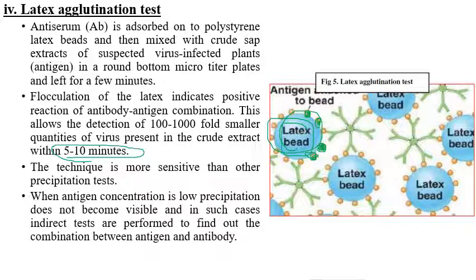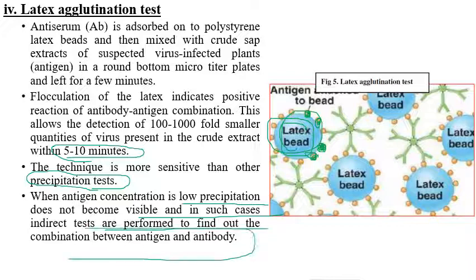This is the most sensitive of the precipitation techniques that we have seen earlier. Among all precipitation techniques, the latex agglutination test is a very sensitive precipitation test used in plant virology. When the antigen concentration is low, precipitation does not become visible. In some cases, at very low precipitation, we cannot see the plant viruses. In such cases, to find out the reaction between antigen and antibody, indirect tests are performed for the identification of plant viruses.